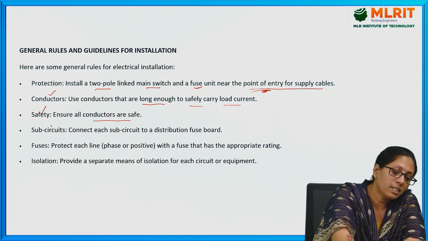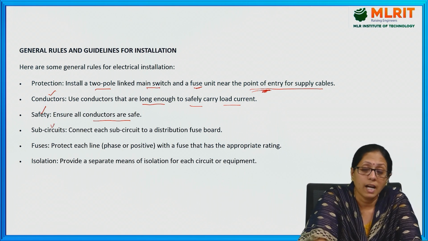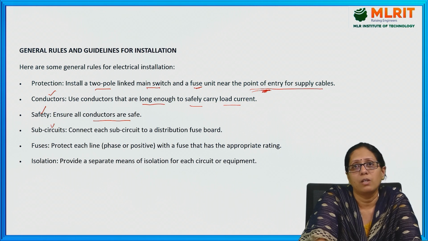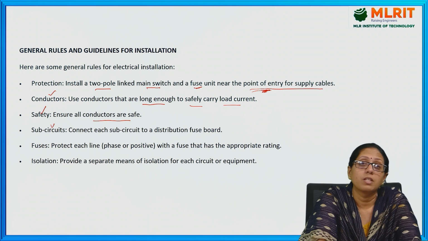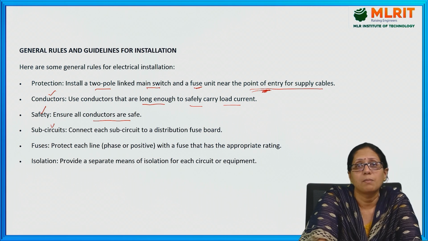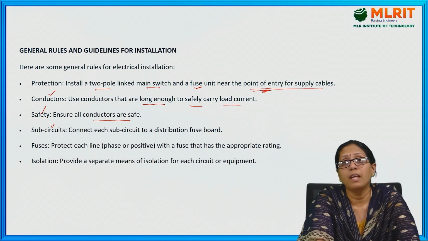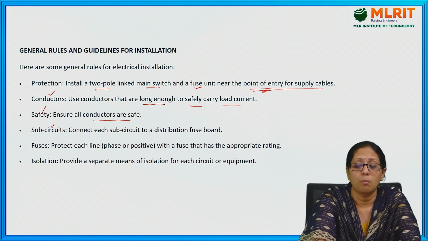The next point is sub-circuits. Connect each sub-circuit to a distribution fuse box. Sub-circuits should be there, and we should connect each sub-circuit with a separate fuse for it, and that should be placed in a distribution fuse box.